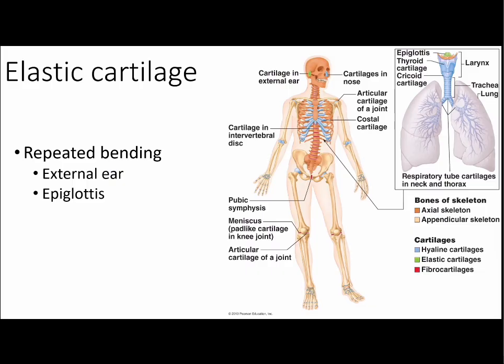Our elastic cartilage in this image is going to be green, and we have two areas where you will find your elastic cartilage. So the cartilage of the external ear is elastic cartilage, and then if we come over here, your epiglottis is the flap of cartilage that covers your trachea when you're swallowing and opens up your esophagus for your food to actually pass through. So your epiglottis bends quite often. When you're eating or swallowing, it's going to bend and cover that trachea. So those are the only two areas where we will find our elastic cartilage.